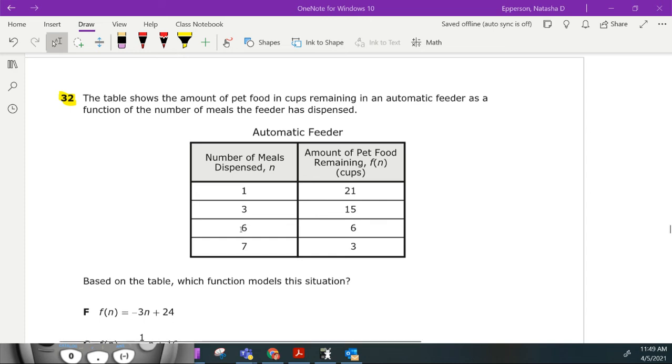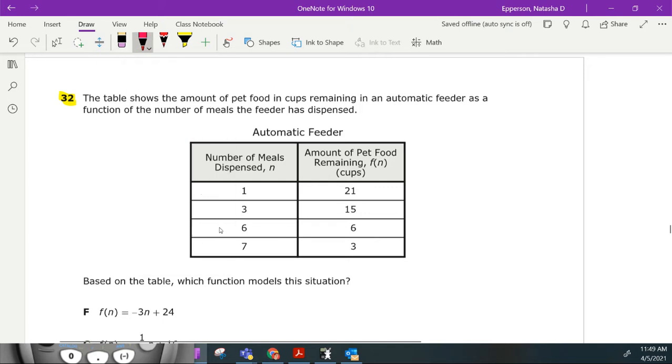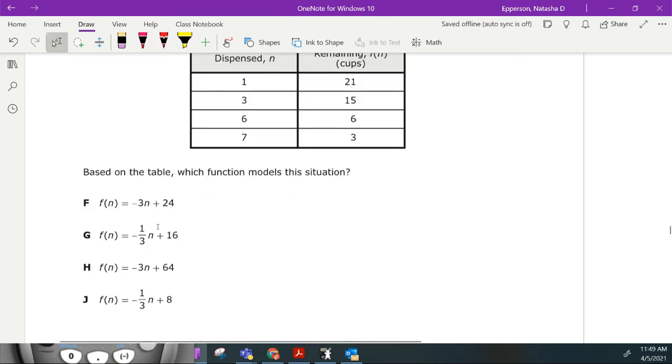All right, so we're going to continue reviewing for the STAR. I'm starting on question number 32. Question number 32 says the table shows the amount of pet food in cups remaining in the automatic feeder as a function of the number of meals that the feeder dispensed. And we want to know which model represents the situation.